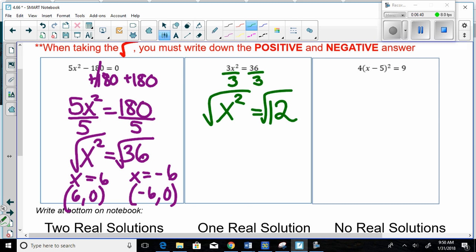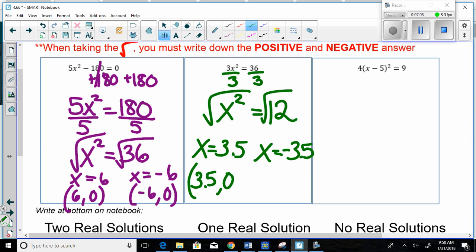So who could tell me what is the square root of 12? 3.46. Let's round to the nearest tenth. So what would that 4 round to? 5. So let's use 3.5, and what else would it be? Negative. Beautiful. Negative 3.5. And so I get 3.5, comma 0, and negative 3.5. Those are my two x-intercepts. That's where it hits the ground, right?